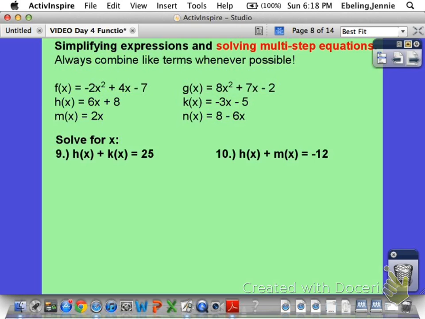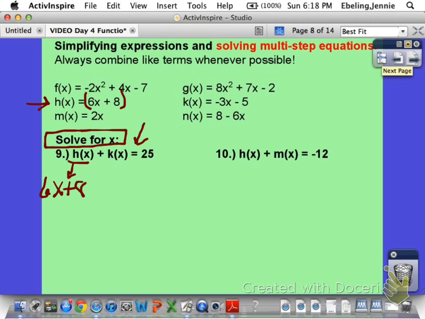Let's see, here we go. Again, we're going to be substituting in like we did before. Now take a look at what's different on these. Notice that it now says solve for x. And there's also an equal sign here. That means when we do this h of x, and I look for h of x up here, I see that it's 6x plus 8. 6x plus 8 for h of x.